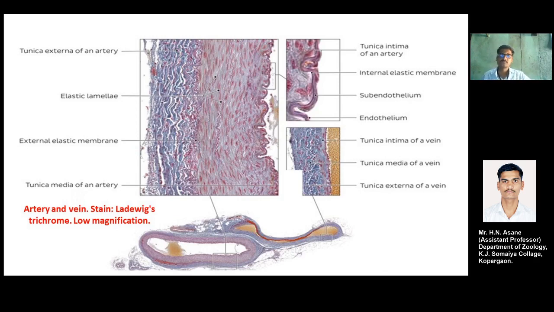Then you will find the tunica media, then the tunica externa, which comprises connective tissues and which adheres these arteries to the external wall of that particular organ.